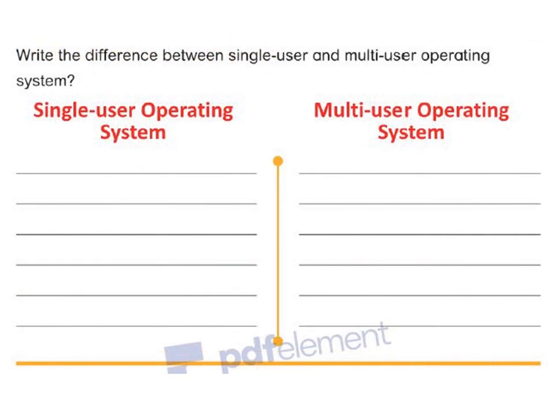So here is a question, write the difference between single user and multi-user operating system. I'm sure you know it. Single user, only one user; multi-user, more than one user in one computer. Try to write down the answers by yourself. Pause the video if required, because I'm showing you the answers.